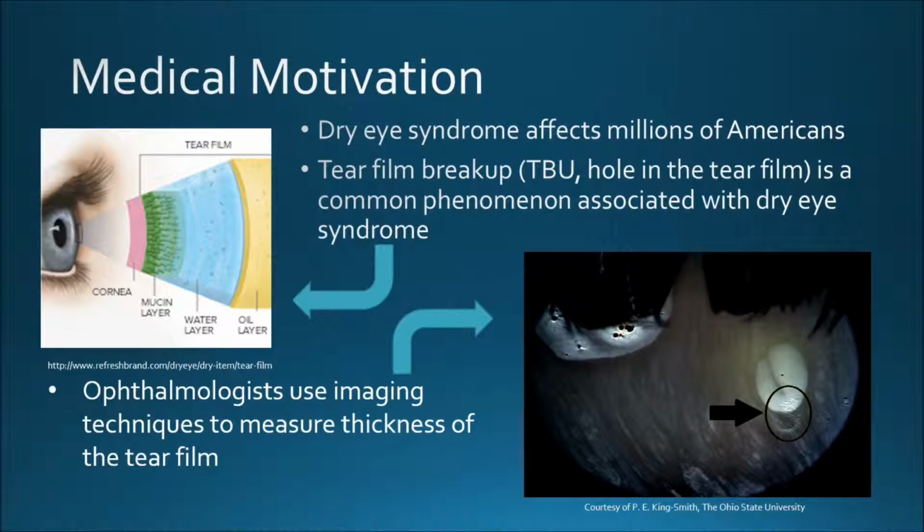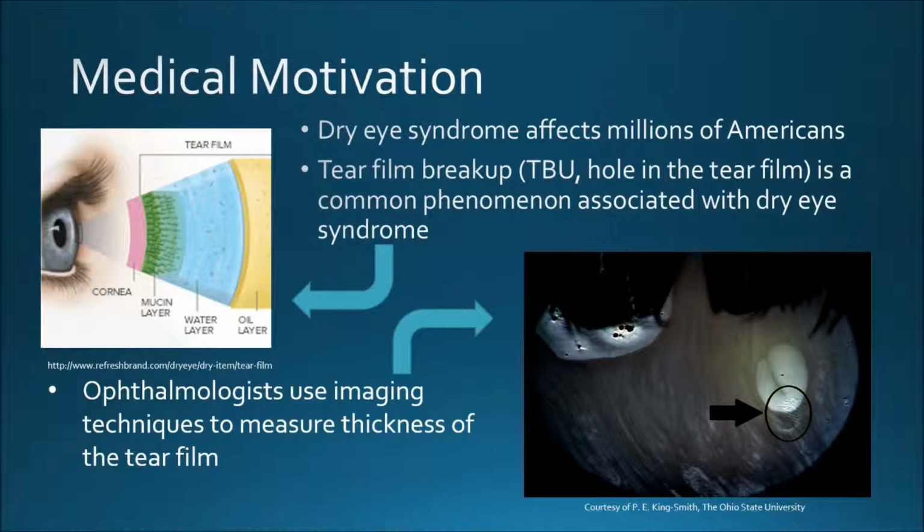In order to better understand dry eye syndrome, ophthalmologists study the tear film through medical imaging. Such images can provide insight into the thickness of the film, giving us a better understanding of dry eye syndrome. In many images of the tear film, we observe patches of roughness, such as the area circled in this image. We aim to explore tear film dynamics in these rough areas.